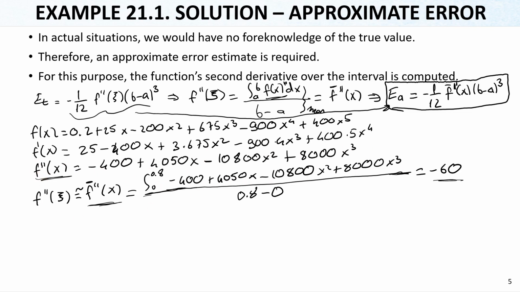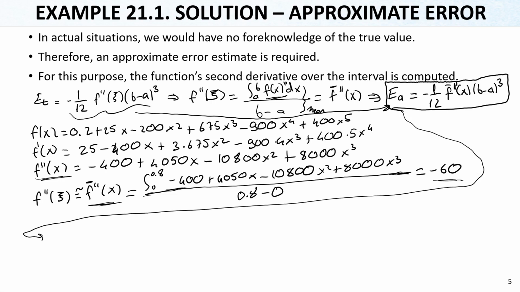So let's continue. Then let's use this formulation over here. EA is equivalent to 1 divided by 12, and the derivative is now minus 60. This one is this. Then times b minus a, 0.8 minus 0, cubed. And from here, the approximate error is 2.56.